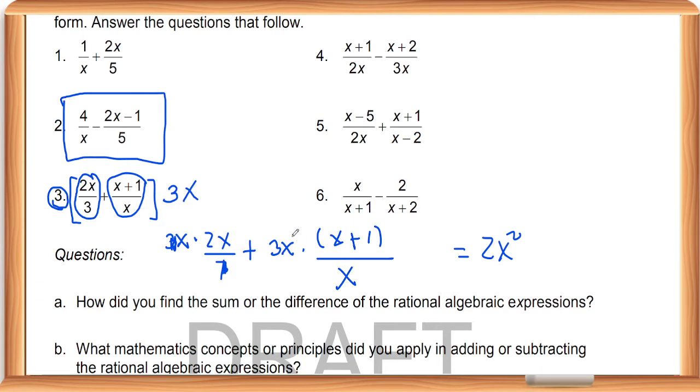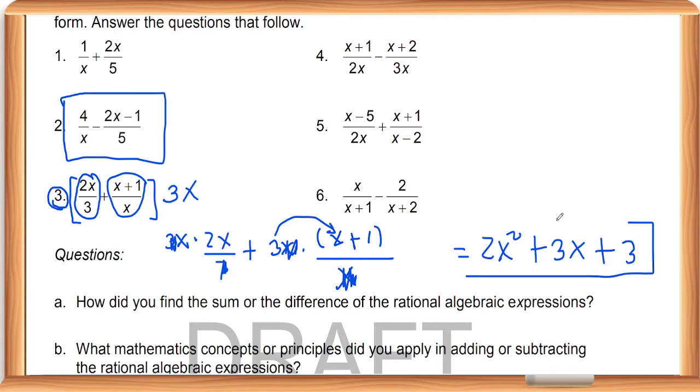Ano naman ika-cancel natin dito sa pangalawa? Dito. X po. Okay, x. So, cancel natin yung x. So, ang natira, 3 times x plus 1. So, i-multiply mo muna yung 3 dito. 3 times x is 3x. So, that's plus 3x. And then, 3 times 1 is 3. So, that's plus 3. So, ayan na ngayon. Na-transform na siya into a quadratic expression.